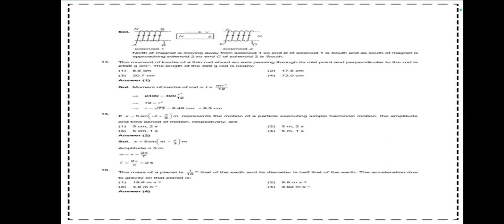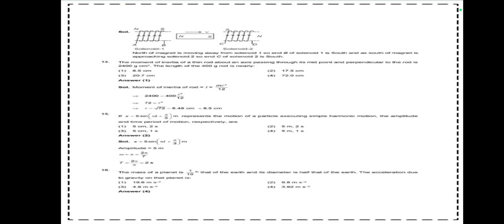Question number 14. The moment of inertia of a thin rod about an axis passing through its midpoint and perpendicular to the rod is 2400 gram per centimeter square. The length of the 400 gram rod is nearly. Answer is 1. 8.5 centimeter. Question number 15. If x is equal to 5 sin of pi t plus pi by 3 meter represents the motion of a particle executing simple harmonic motion, the amplitude and time period of motion respectively are. Answer is 2. 5 m, 2 s.